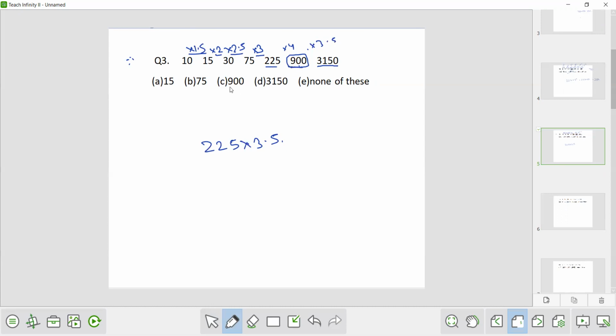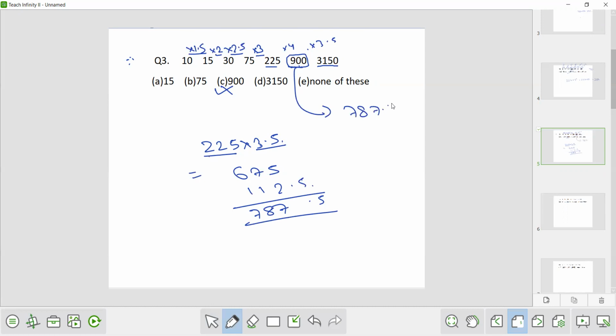So directly you will say that 900 is wrong. But if you have to calculate, how to calculate it? 225 into 3.5. So 225 into 3 is how much? 675. And half of 225 is 112.5. Just add it. It's 787.5. So instead of 900, it should be 787.5.